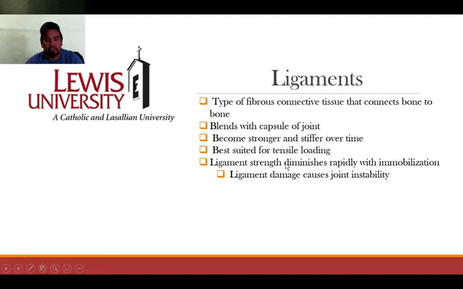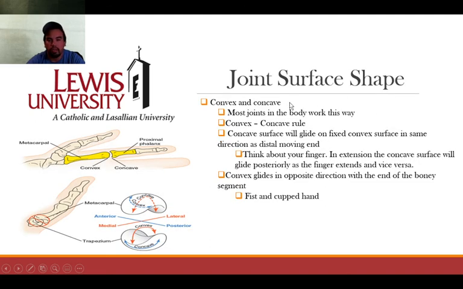You can't just go out and do what you want to do after you replaced it. So then we have joint surface shape. We're dealing with convex and concave joints, articulations most of the time. Most of the joints in the body work this way. It's a convex concave rule.